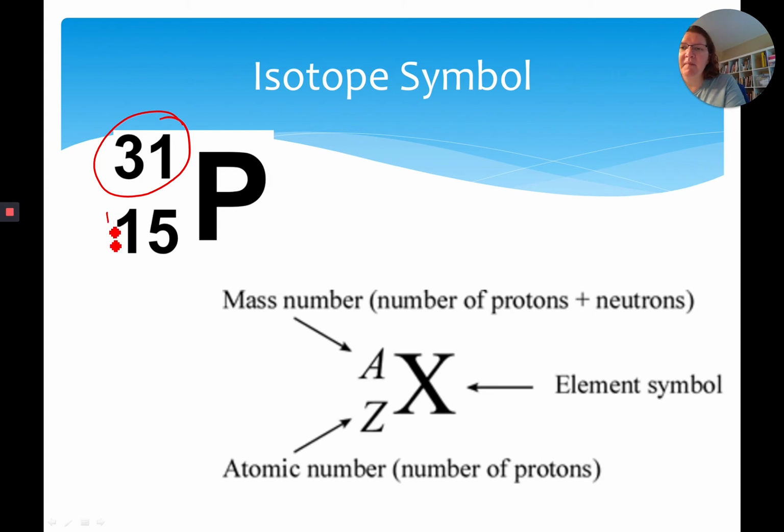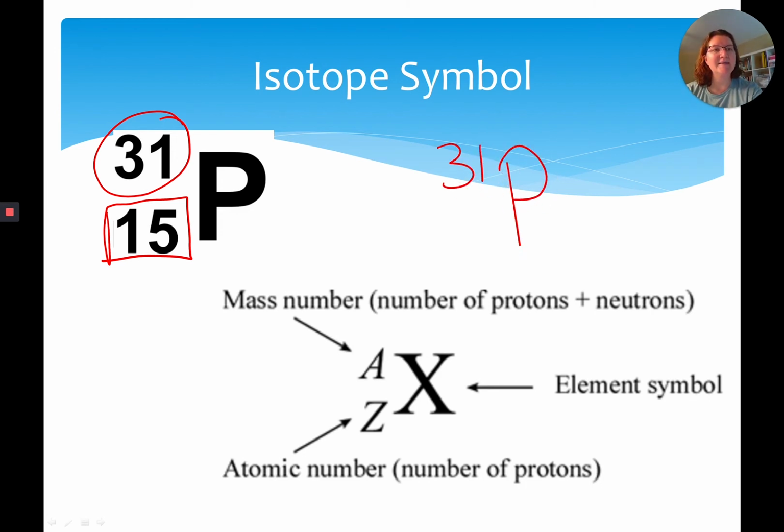The bottom number here is the number of protons only. Now, the number of protons is defined by what element it is. So it is also appropriate to just write that. You can leave out that Z number, the atomic number, because with me telling you that it's phosphorus, I am by default also telling you 15 protons, because all phosphorus atoms have 15 protons. So this piece of information will tell us that we have 15 protons.